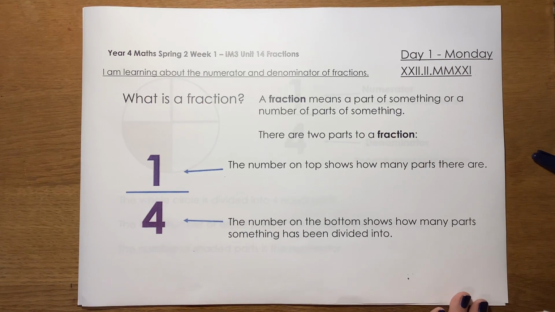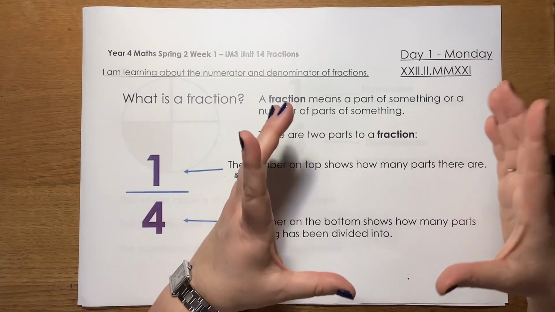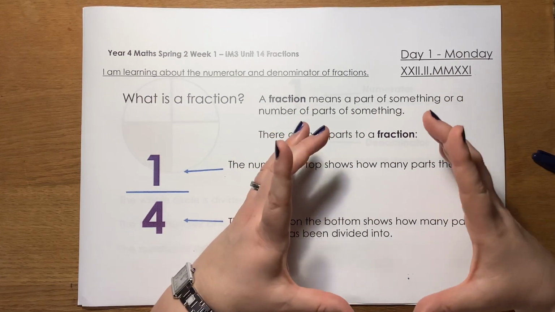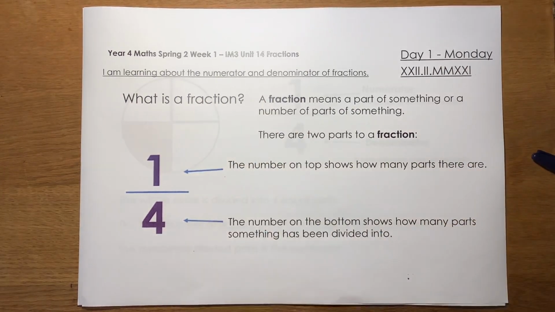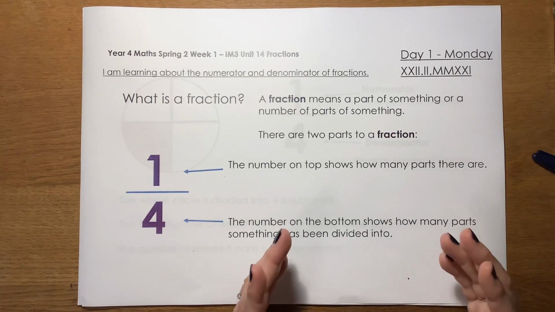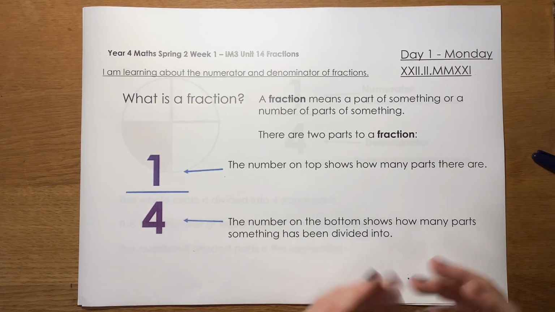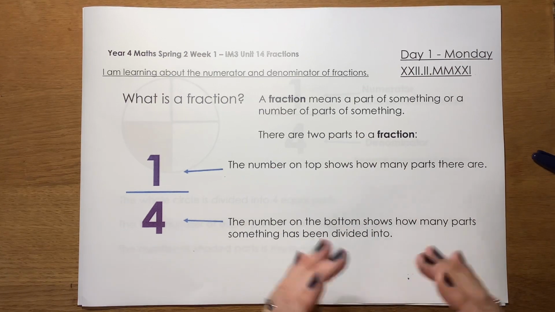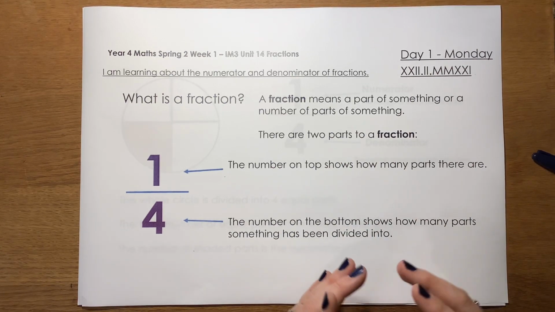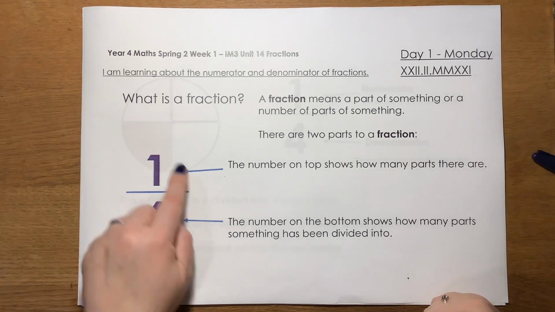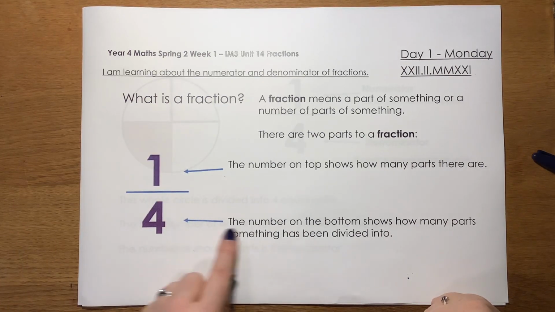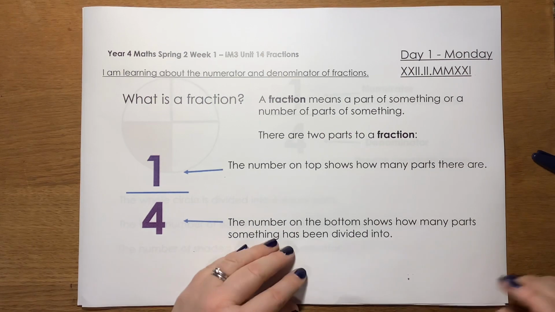Now, if you remember back to year 3, we always talk about equal parts, and the fraction is equal parts of a whole. Now, the whole can be a number, it could be a bar of chocolate, it could be a box full of bricks. The whole can vary, but when we're talking about the fraction of that whole, we must split it into equal parts. And the number on top of the fraction shows how many of the parts we're talking about. The number on the bottom shows how many parts that whole has been divided into.